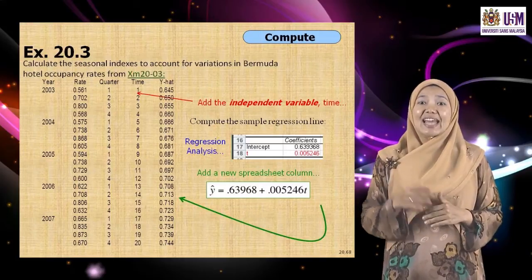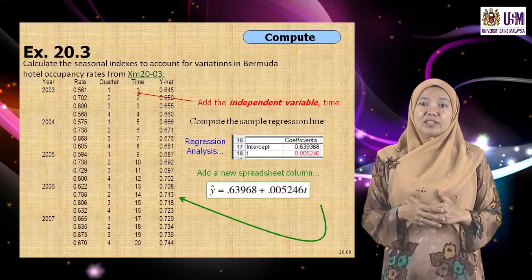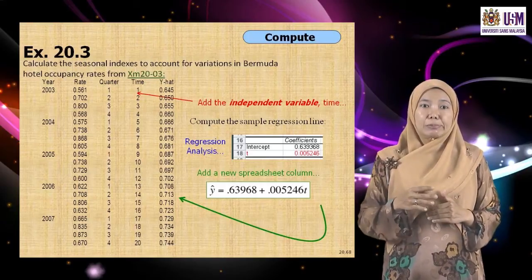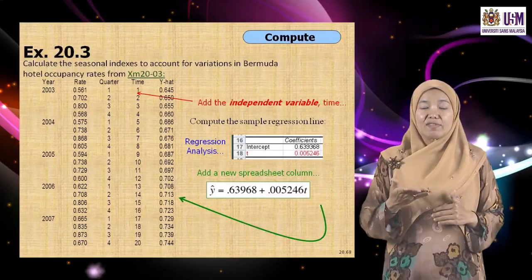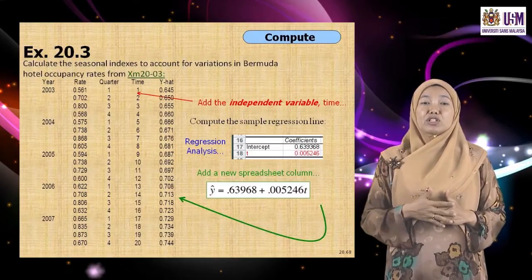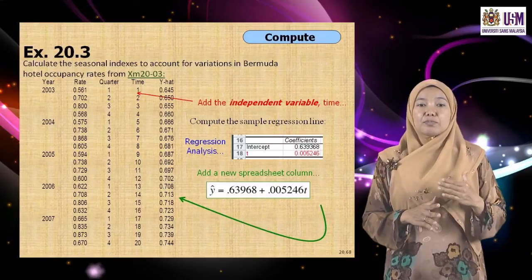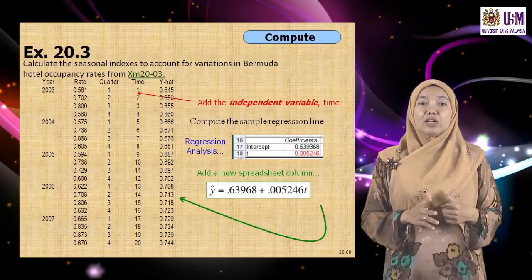So what you need to do is add the independent variable time. So you have the fourth column, time. You simply number it from the first observation 1, second observation 2, third observation 3, until the last observation, that is period 20 or time number 20.